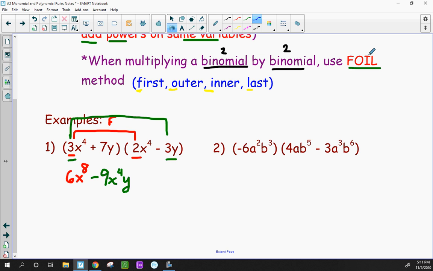Third, we're going to go with the I terms. I is inside. Inside terms are the two that are closest to each other. So these terms. Positive 7 times positive 2 is positive 14.